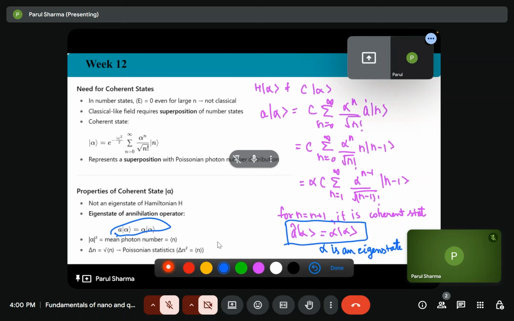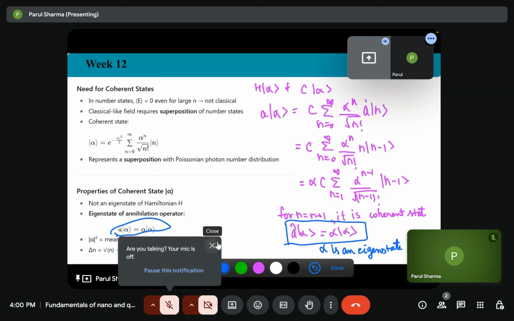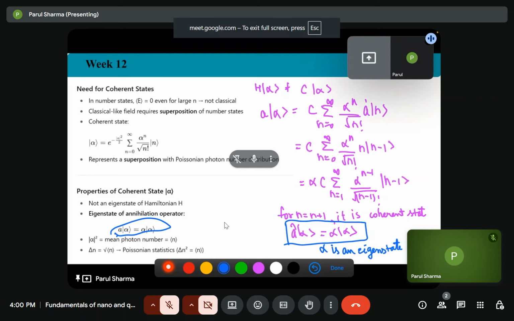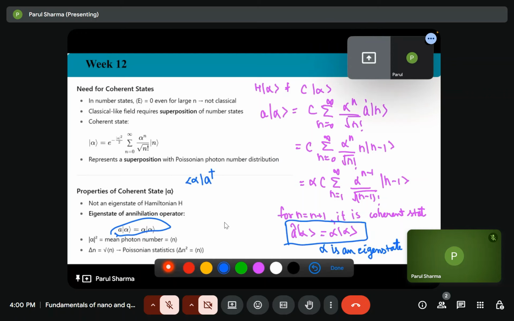So what are the properties of the coherent state alpha? So alpha is not an eigenstate of the Hamiltonian H, but it is an eigenstate of the annihilation operator. And then when we apply A dagger on alpha, it will give us alpha star. Okay, so alpha A dagger A alpha is equal to alpha alpha star, alpha alpha.